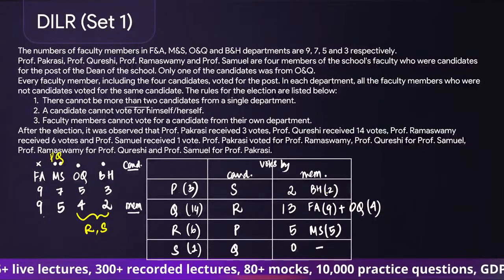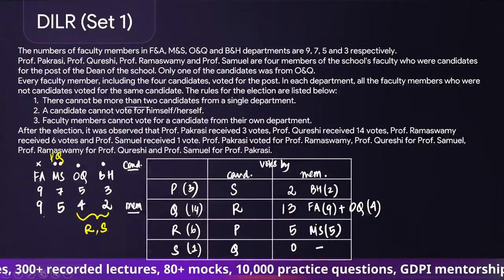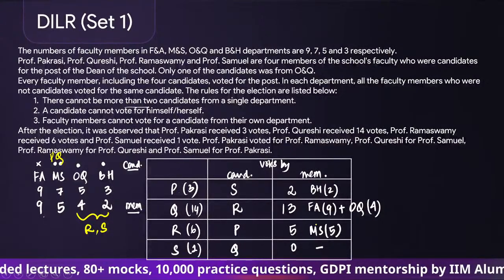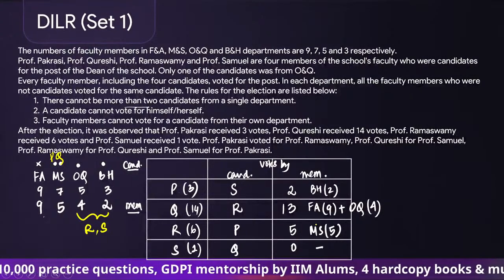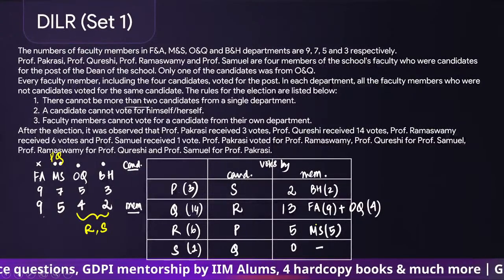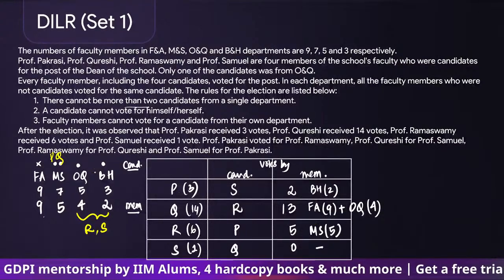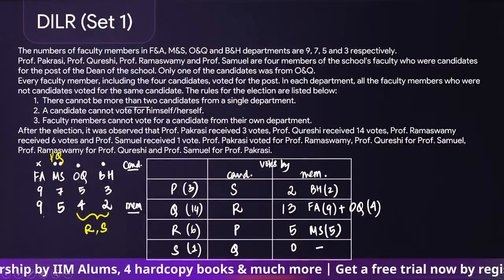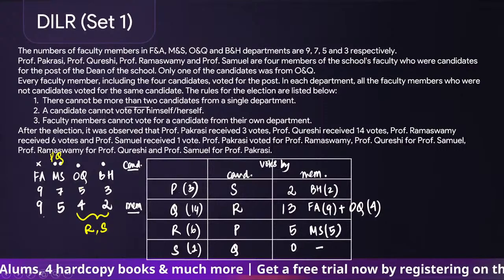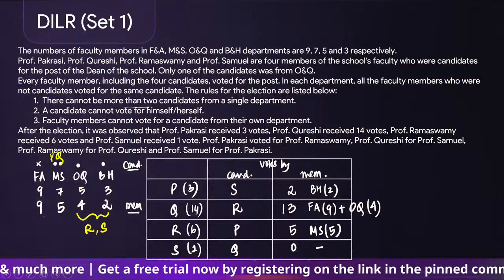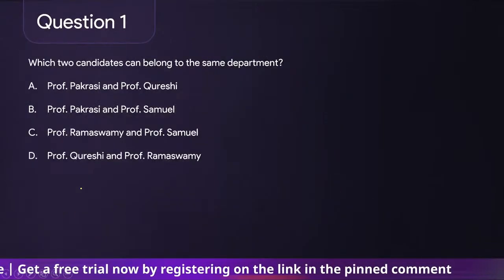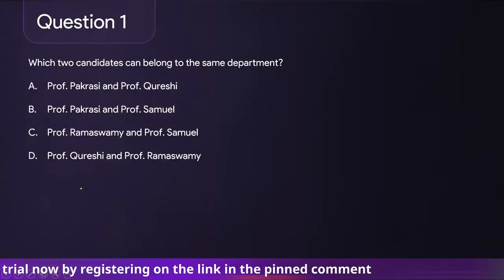P and Q did not receive votes from the MS department. Remember, members of a department cannot vote for a candidate from their own department, and MS is already voting for R. So it is going to be P or Q who can be from MS department, and R and S are going to be one each from OQ and BH. So the first question is, which two candidates can belong to the same department?